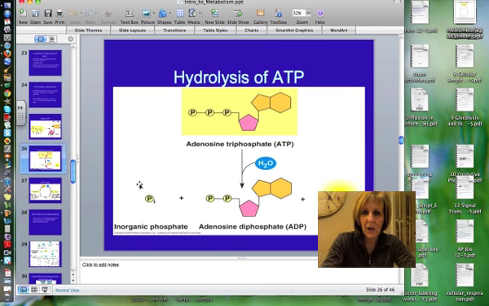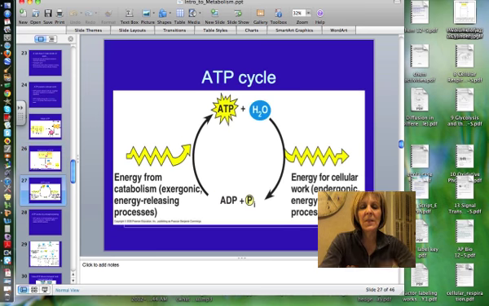When you hydrolyze ATP, you get inorganic phosphate, and then you have the adenine, the ribose, and 2 phosphates left, which is ADP, and that is an exergonic reaction. Energy is released. So this is a big picture kind of thing. What's going to happen is the energy from catabolic reactions, energy-releasing reactions, is going to be used to take that 3rd phosphate group and bond it to the ADP to make ATP.